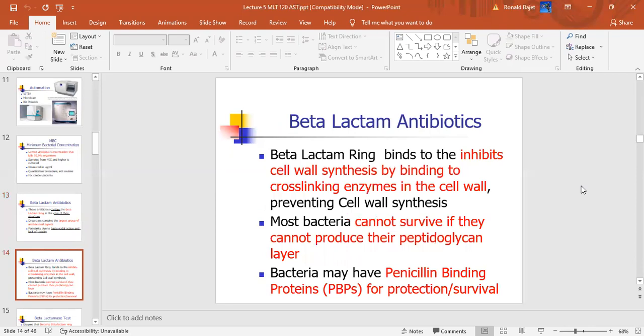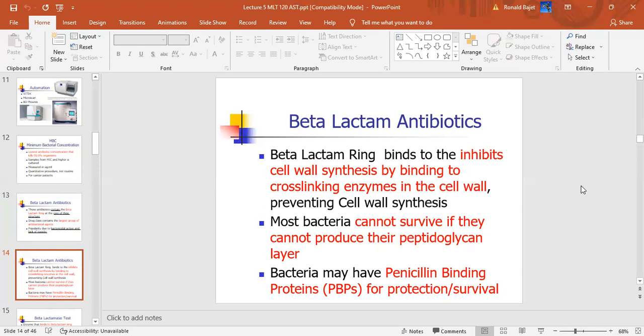So the beta-lactam ring binds and inhibits cell wall synthesis, like I just said, by binding to cross-linking enzymes in the bacterial cell wall, preventing cell wall synthesis. If this happens, the bacteria will not survive. Most bacteria cannot survive if they cannot produce a peptidoglycan layer. Without that peptidoglycan layer, you've got no bacteria. It's like us in our developmental stages. If we don't develop a head, then we don't live. You see what I'm saying?